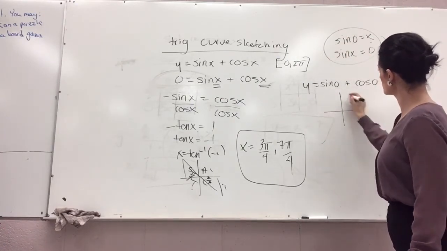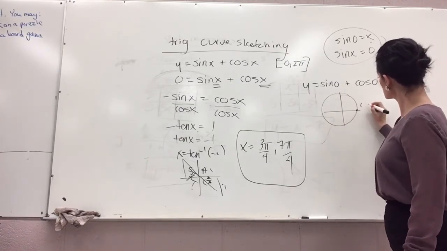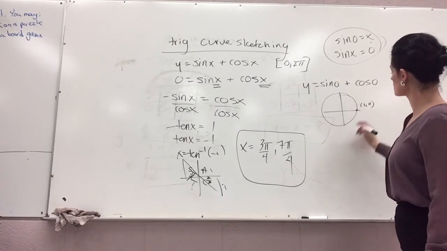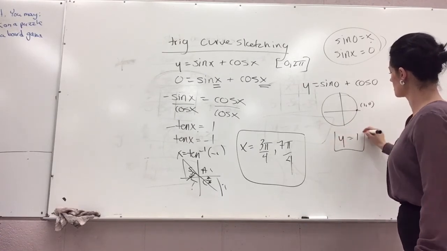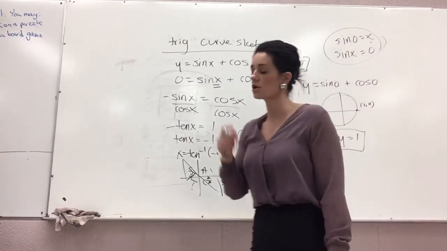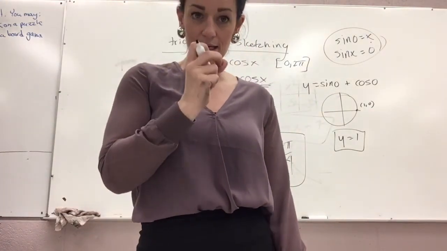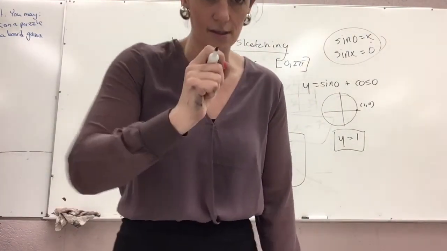So what I'm going to do is I'm going to go like this. At 0 degrees, I have the point 1, 0. Sine of 0 is 0. Cos of 0 is 1. So my y-intercept is 1. So there's no real one set way to do it when they're trig. It could involve identities. Practice, practice, practice.